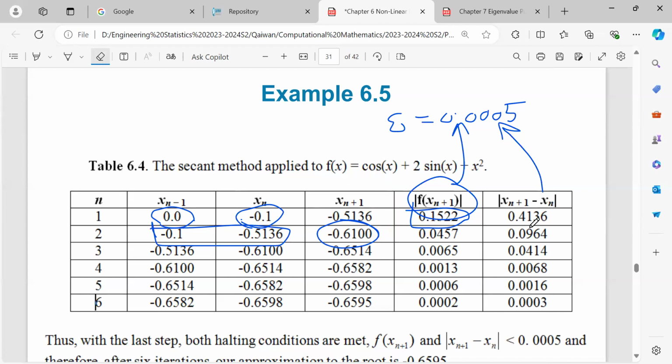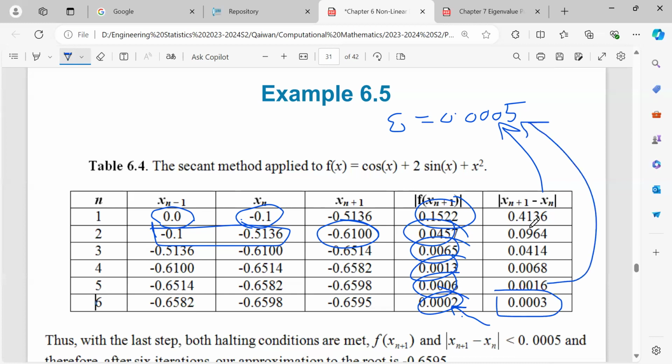And then for finding x3 and so on, we just use the last two values of x and apply the same formula. Here, this is x3, x4, x5, x6, x7. At this value, we get 0.0003, but the previous one is not less. Even this one is not less. As we have 0.0006, it is greater than 0.0005.